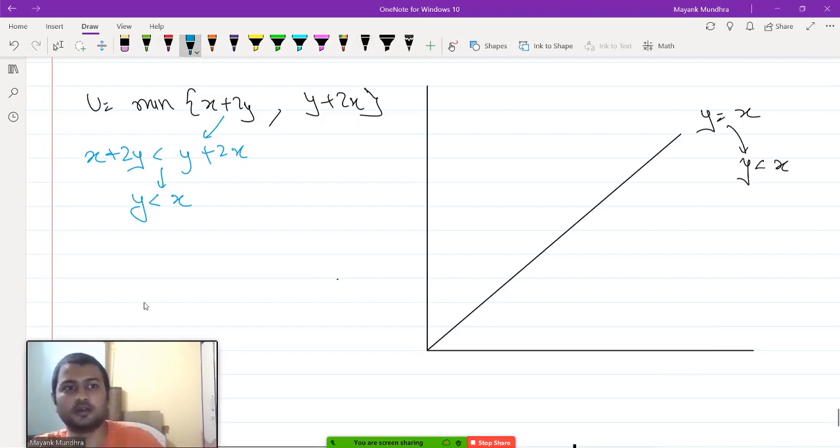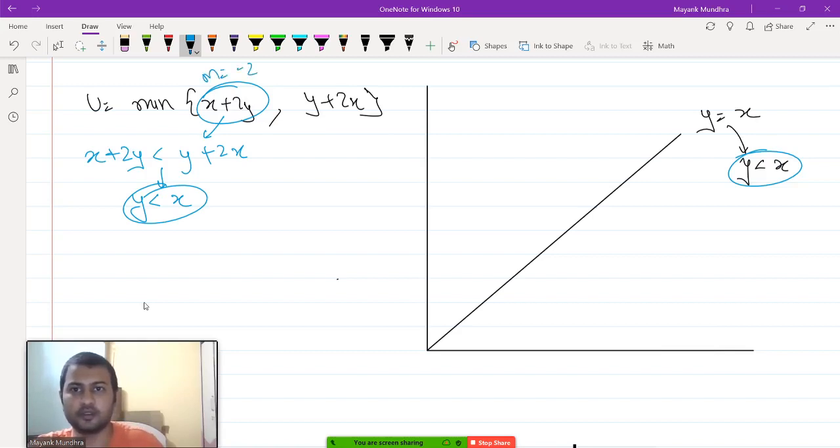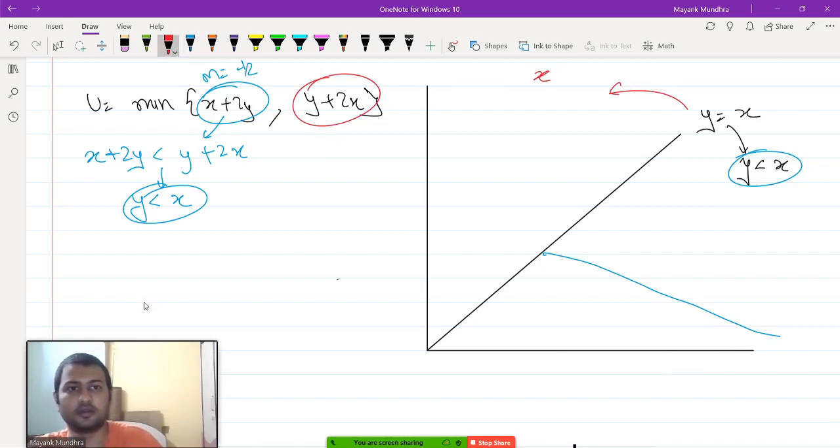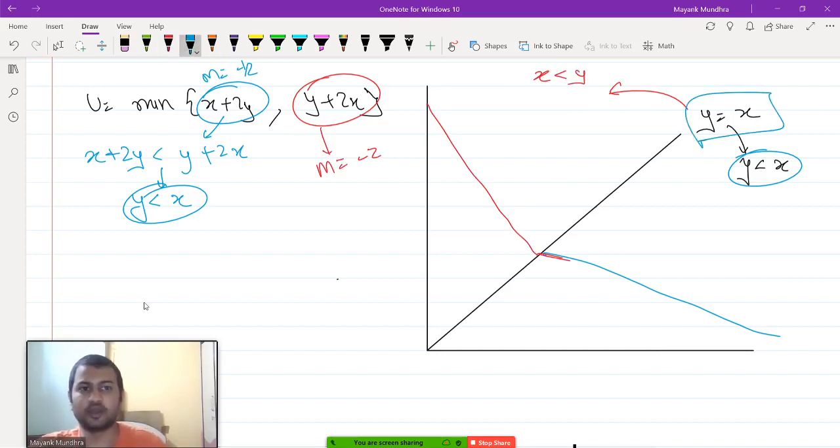So when Y is less than X, you have X plus 2Y, which is basically slope equals minus 2, sorry, minus half. Slope equals minus half here, like this. And when you have X less than Y, the utility function is Y plus 2X, where you have slope equals minus 2. Okay, so this is your Y equals X point.